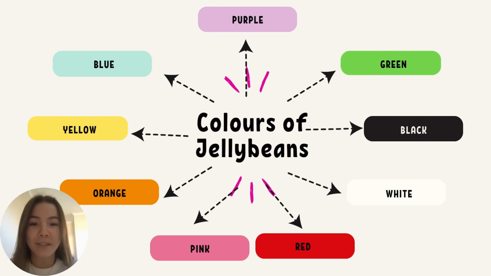What a good idea to brainstorm all of the colors that we have found in the jelly bean bag. Here's a mind map of our category, which is the colors of the jelly beans, and you can see that we found purple, blue, yellow, orange, pink, red, white, black, and green jelly beans in the bag. In total, we found 9 different colored jelly beans in our bag today.